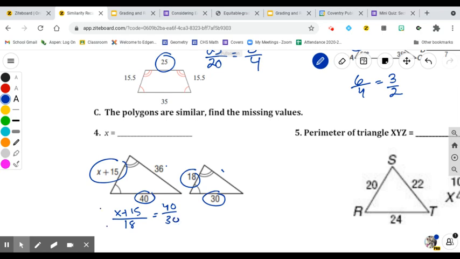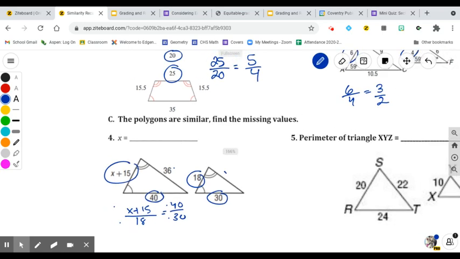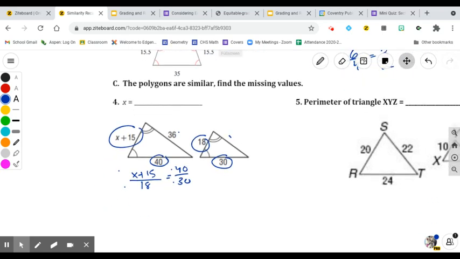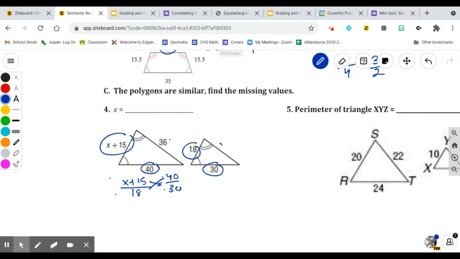So I went big to small, big to small. It's important that you're consistent with how you set up your proportions. So now we have to cross multiply. So it's going to be 30, and then in parentheses, x plus 15 equals 18 times 40. 18 times 40 is 720. And then over here, it's going to be 30x plus 450 equals 720. Remember, it's important that we distribute to both of the numbers.